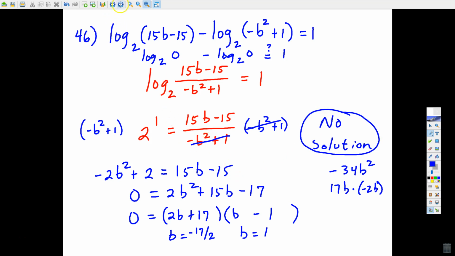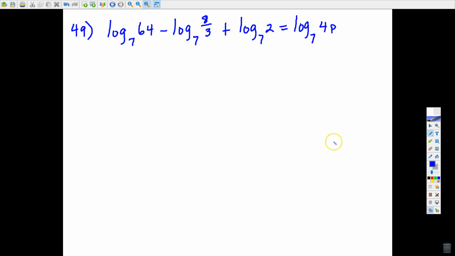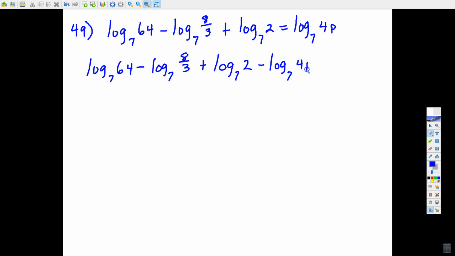Okay, and this is my last one. So let's practice these properties. First off, let's move log base 7 of 4p to the left side to join the other log expressions. Alright, and now let's work on combining these into a single log, just 2 at a time.